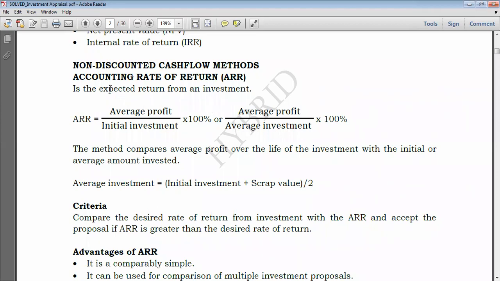So here, I just said accounting rate of return is the expected return from an investment. So when in need of computing accounting rate of return, you just take average profit. Note this is profit, not cash flow. There is a huge difference between profit and cash flow. Profit and cash flow are two different things. You know, cash flows actually are a good measure of value compared to profits. So when speaking of profit and cash flow, please, you should understand this.